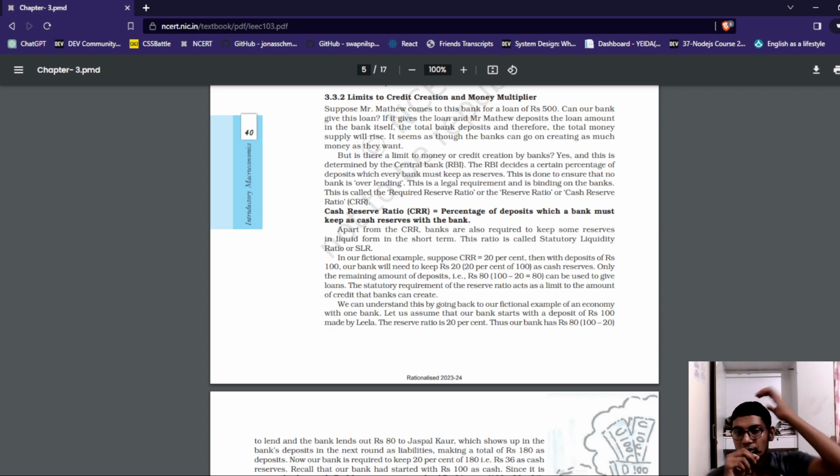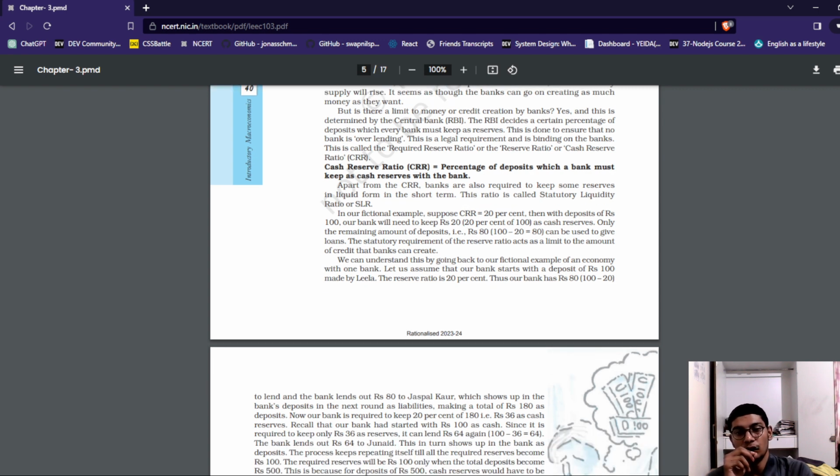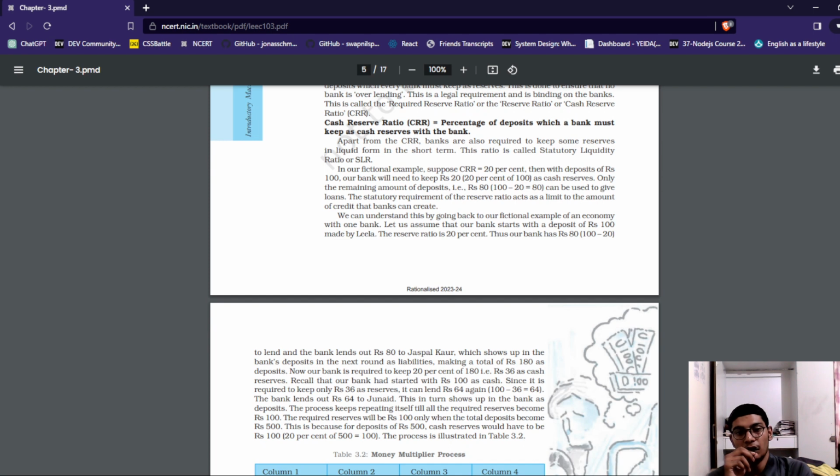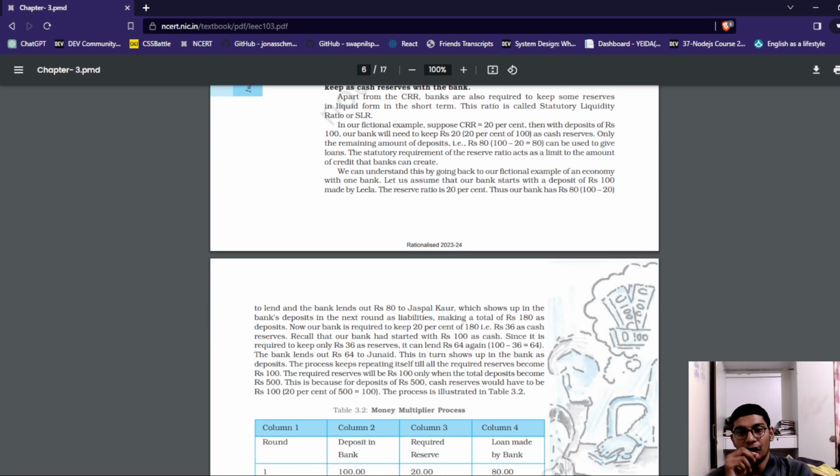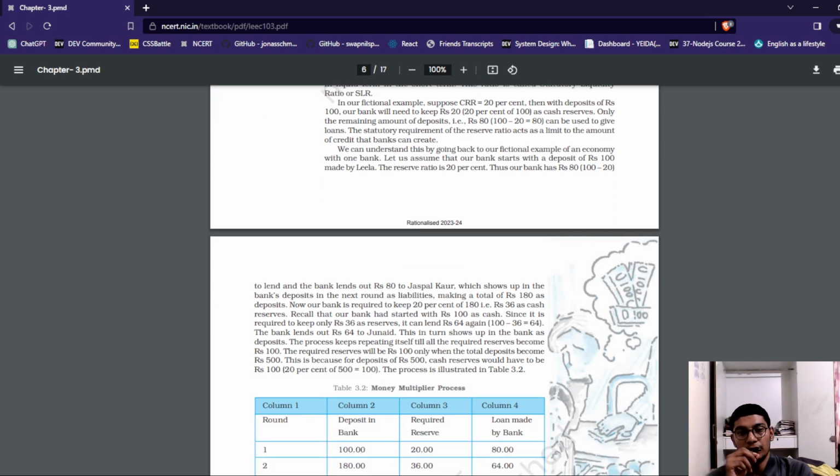In our example, suppose the CRR is 20%. Then the bank needs to keep 20% of its deposits as cash reserve. Only the remaining amount of deposits can be used to give loans. The statutory reserve ratio acts as a limit on the amount of money created. We understand this by going back to our fictional economy example. Let us assume that our bank starts with a deposit of 100 million.